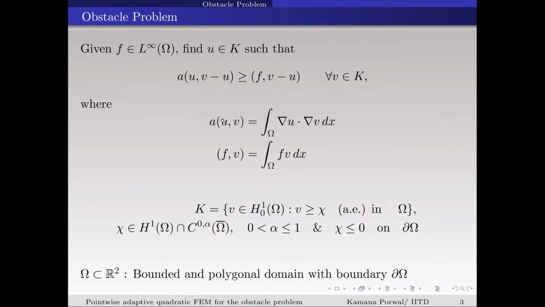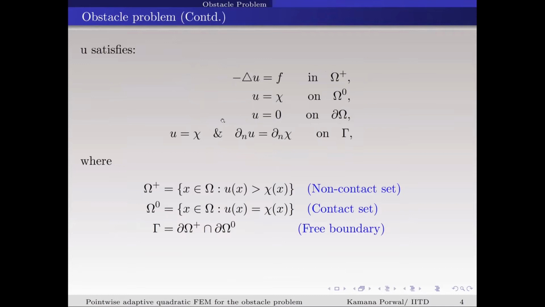Here is the strong form of the obstacle problem. If the solution u is sufficiently regular, then it satisfies this Poisson equation in the non-contact region, and it coincides with the obstacle in the contact region. And across the interface Γ, we have these transmission conditions. Γ here is the boundary of the contact set, that is, the set where the solution touches the obstacle.